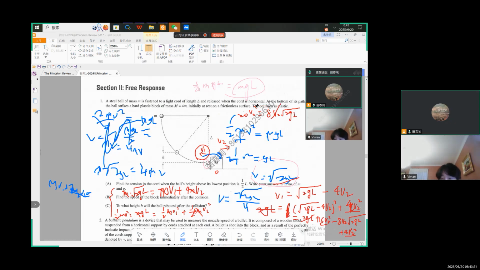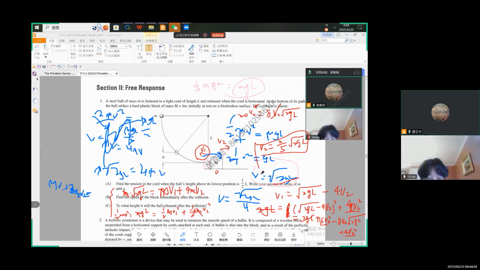And v2 can't be 0, right? I don't think v2 can be 0 here, so I can simplify it. Now I can find v2. It's just divided by 4, which means 2 over 5, and the square root 2gl, right? So that's the v2. Does that make sense?